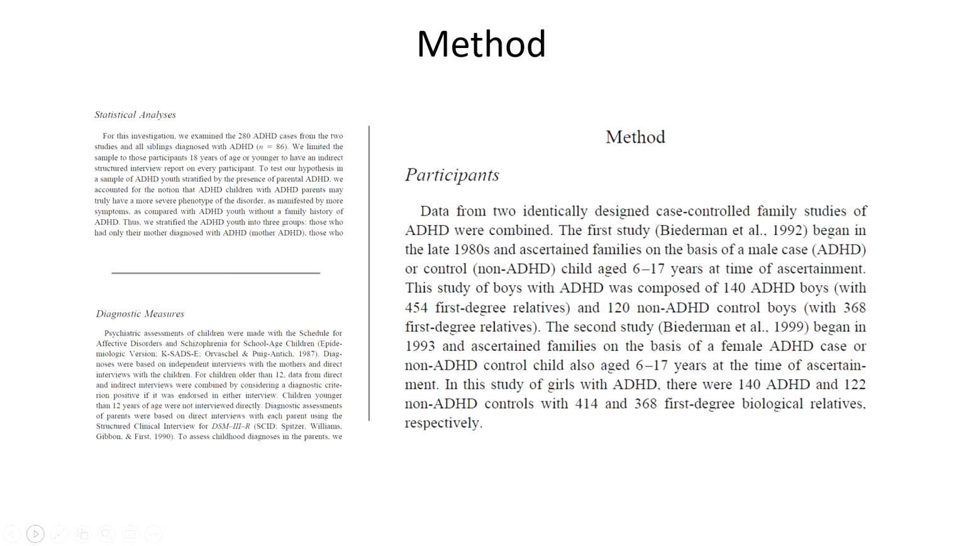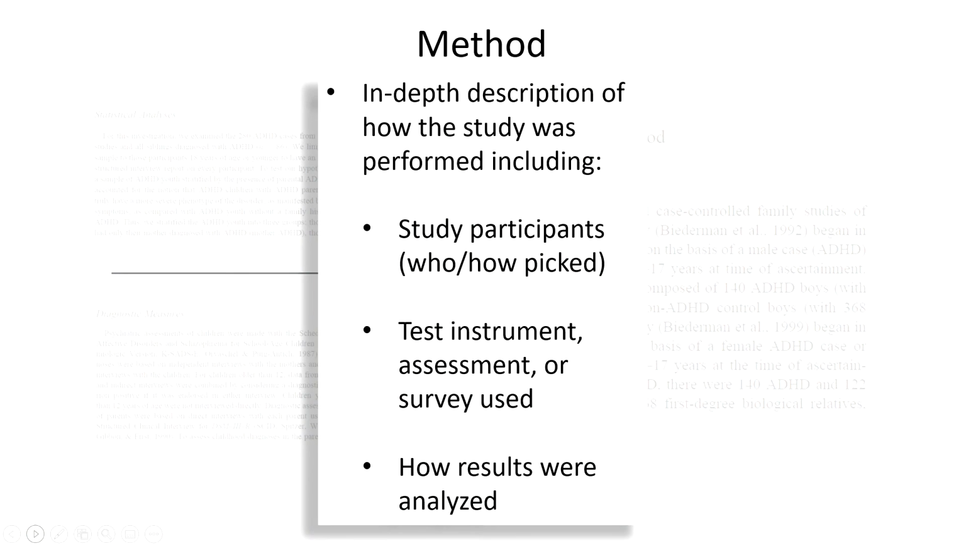After the context and foundation for the study that the authors are reporting on is provided, then we get straight into a method or methodology section. The methods section is typically separated out into parts and provides information on who the study participants are, how they were picked, what test, instrument, assessment, or survey was used, and how the results that were pulled from this test, instrument, or assessment were analyzed after the fact.